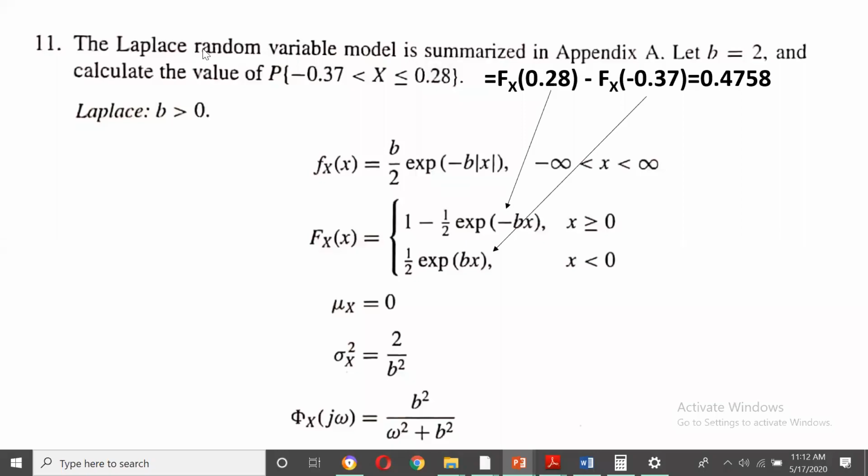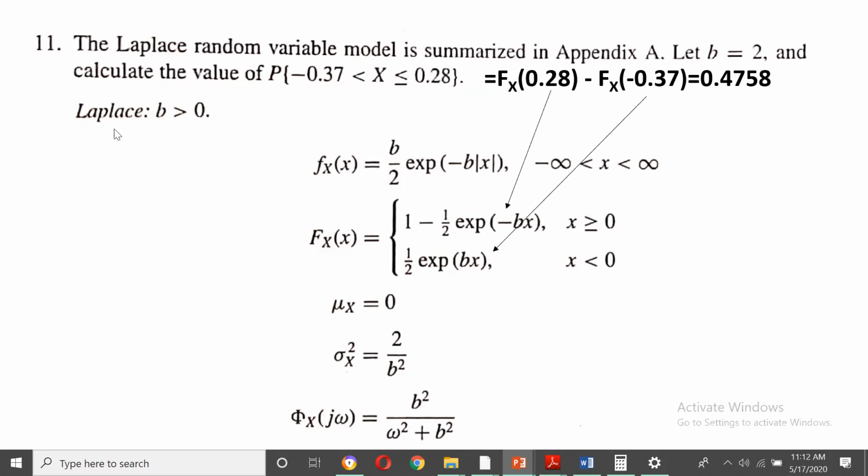So the Laplace random variable model is summarized in appendix A. Let b equal to 2 and calculate the value of P(-0.37 < X ≤ 0.28). If you have this, it means we need to write it like this: that is capital F_X(0.28), this one x2, minus capital F_X(x1), which is this.